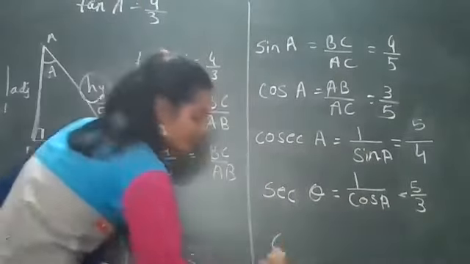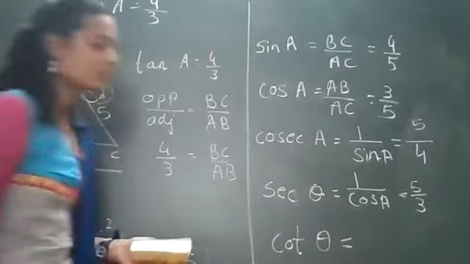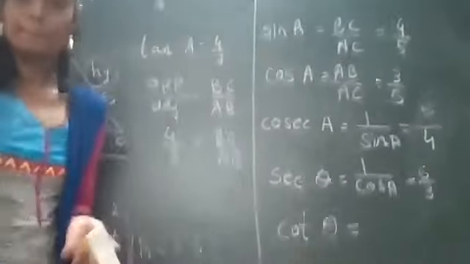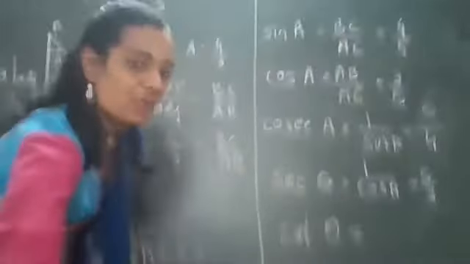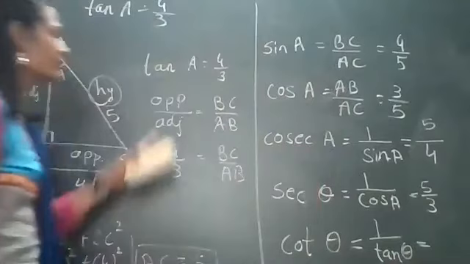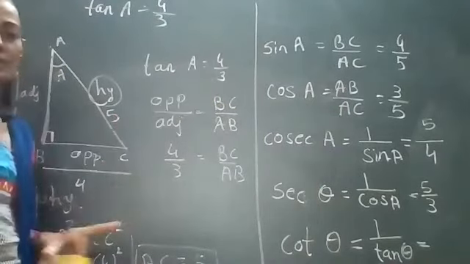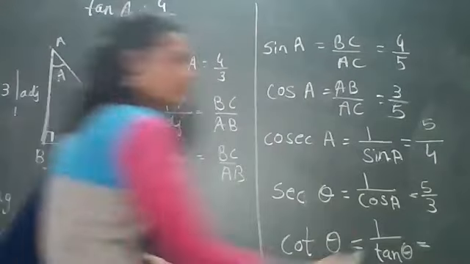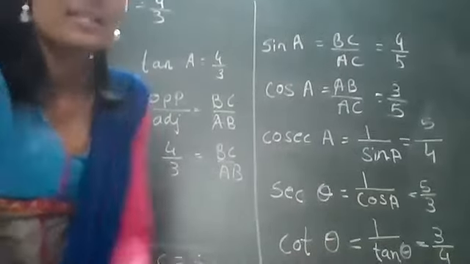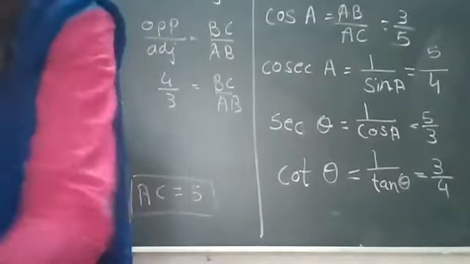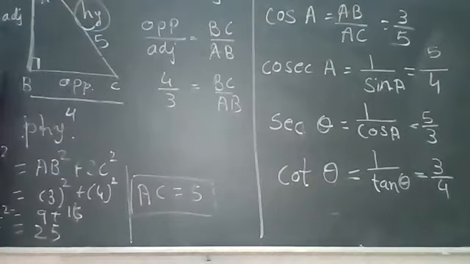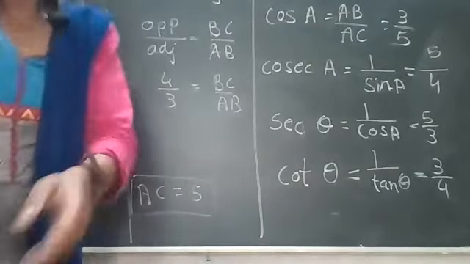Now next is cot theta. Fifth one is the cot theta. Cot theta is equal to what? Reciprocal of tan theta. So we can write 1 upon tan theta. The value of tan theta is equal to 4 upon 3. So the reciprocal of 4 upon 3 is equal to 3 upon 4. These all are the rest of the trigonometric ratios of the angle A. Understood everybody? Yes, ma'am.